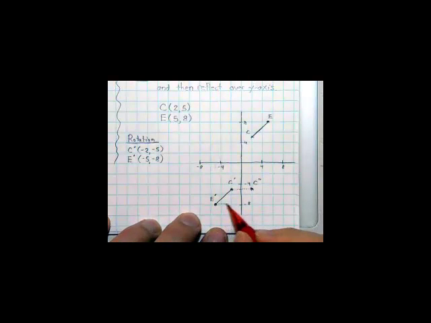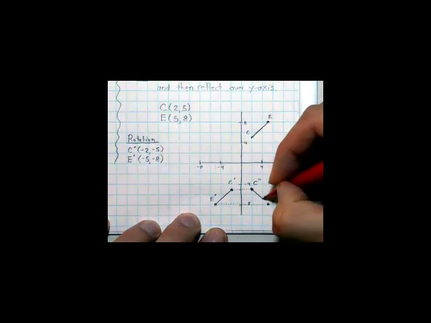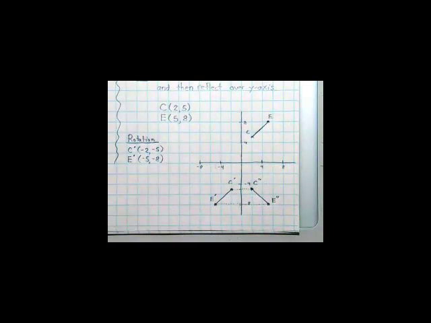Then we've got 5 over from E, so 1, 2, 3, 4, 5 for E double prime. There it is. Okay, and then it's just a matter of recording down what are the coordinates of those new points we just got after we did that reflection.